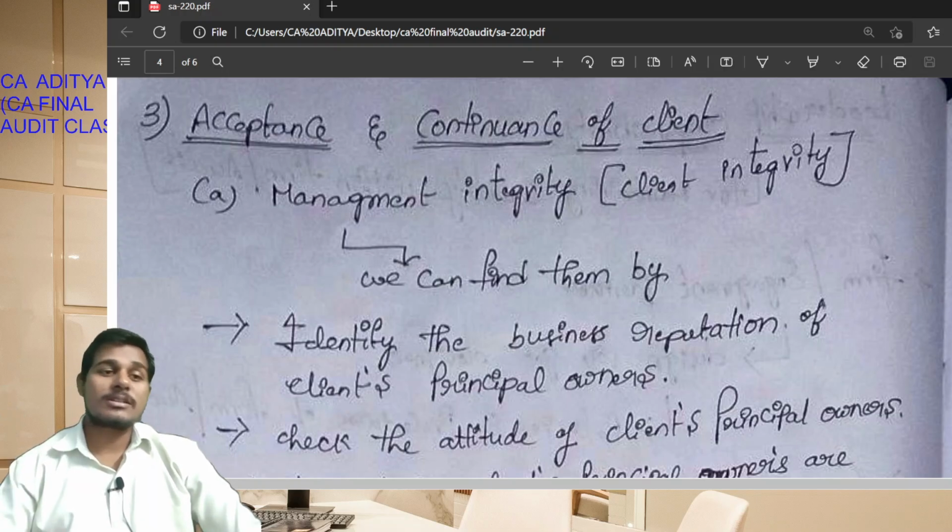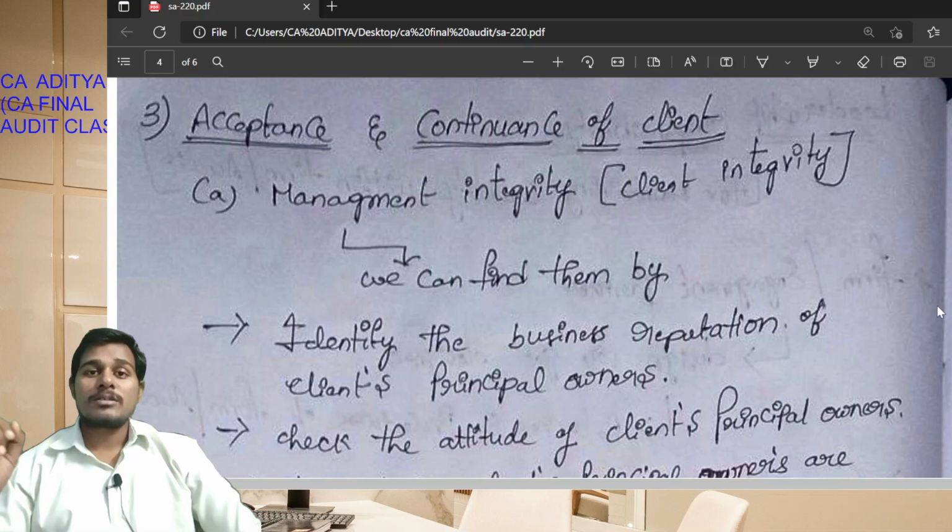Okay students, in the case of management integrity or client integrity, we will check the reputation of the client's principal owner, the attitude of the client's principal owner, indications of the client imposing limitations on scope, and indications of whether the client is involved under the Prevention of Money Laundering Act, the reasons for appointment of the new firm and the reasons for non-appointment of the previous firm.